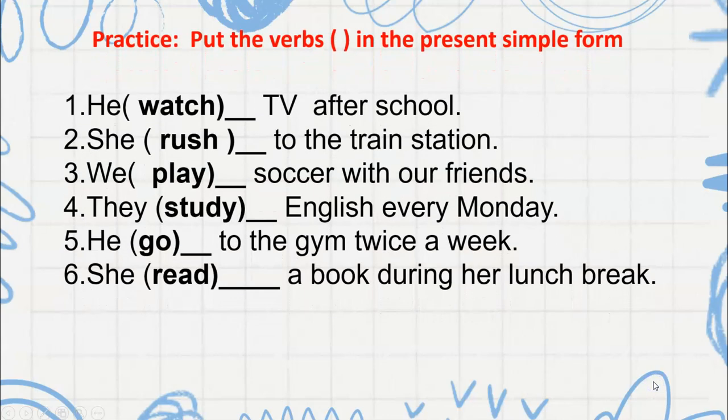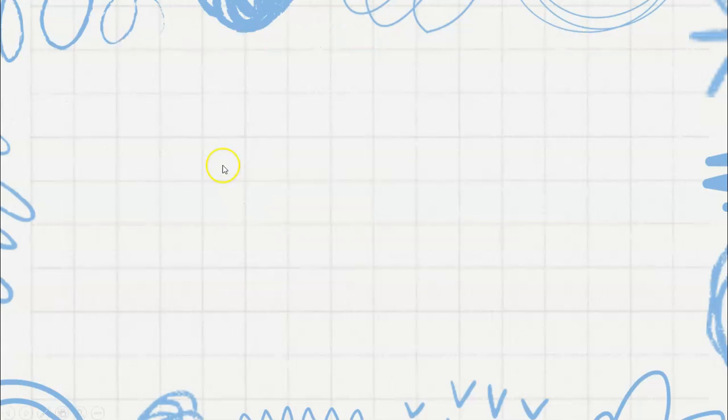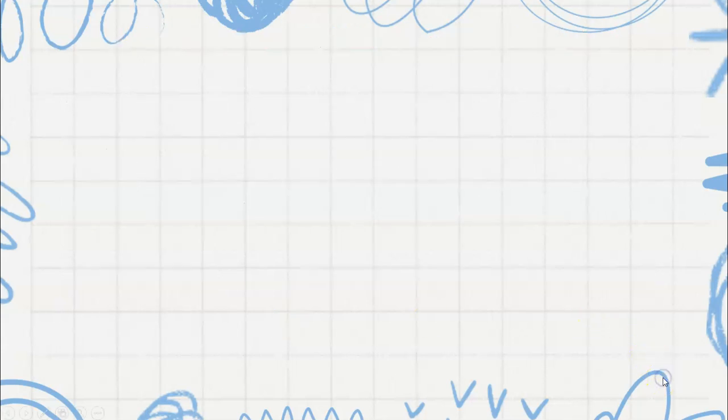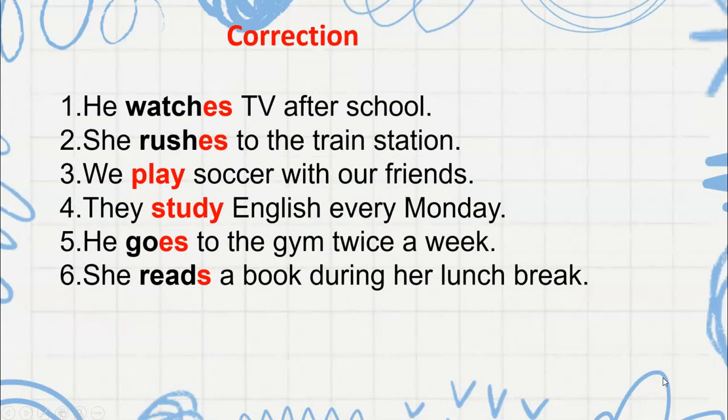So here you have this exercise for practice. Put the verbs between brackets in the present simple form. What you need to do, take your notebook, pencil, and try to answer these questions by putting these verbs in the present simple form. Okay? Pause your video. When you finish your answers, then you can play it again to see the next slide, which has the answers.